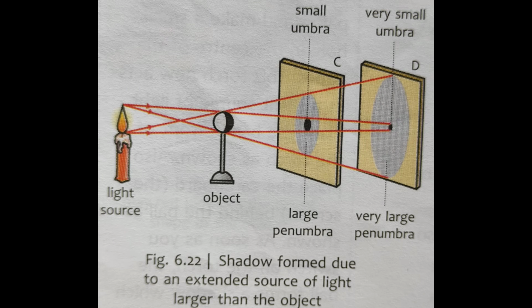You can see when an object smaller than an extended source of light is placed in its path, the shadow formed consists of umbra and penumbra. The umbra in this case is very small, as shown in the position. So here the umbra is not only smaller than the object, but also smaller than the penumbra. If the screen is moved away from the object to position, then we are coming to the eclipse.